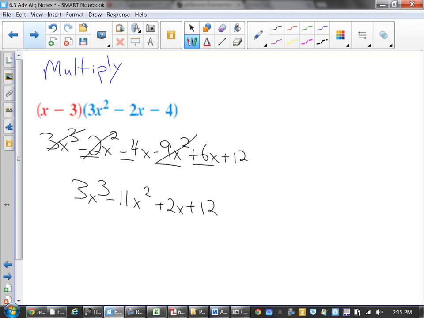I usually underline and cross things off. That way I keep track of where I'm at within the simplification of the problem. Does that make sense? You don't need to do it that way. It just helps you slow yourself down a little bit so you don't make a dumb mistake. That's all.